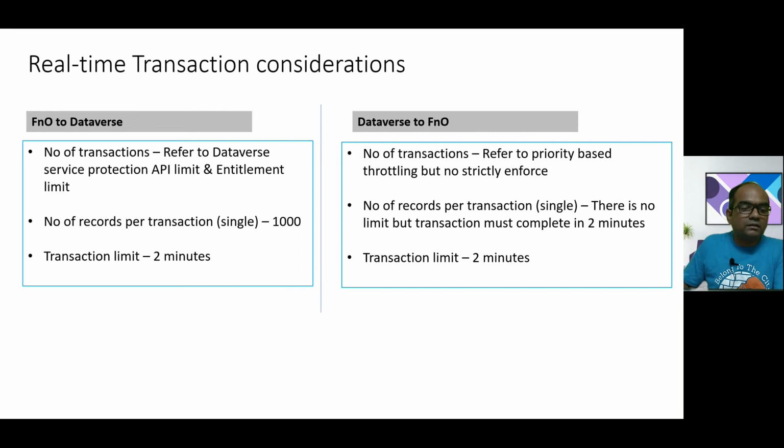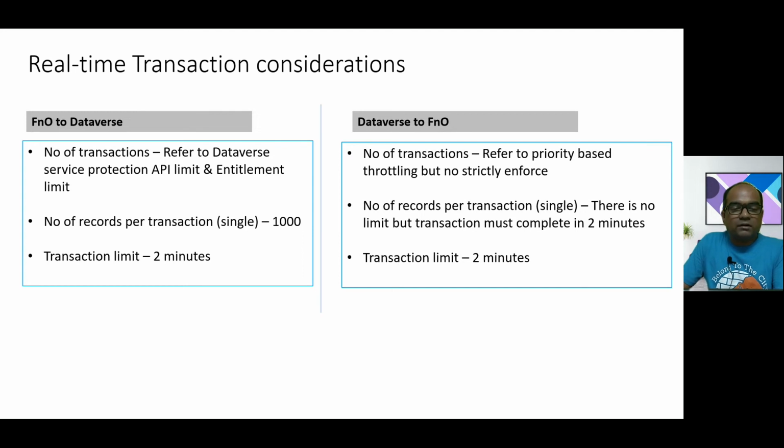And why is that limit defined by the dual write infrastructure? Only because Dataverse comes with the service protection API limit, and there are also entitlement limits. There is another point I would like to highlight, which is the transaction limit of 2 minutes. Any transaction initiated from your source to target, in this case FNO to Dataverse, will have a 2 minute timeout. If your transaction takes more than 2 minutes, you will get a transaction limit error message. So these are the 3 points that I would like to highlight from FNO to Dataverse.